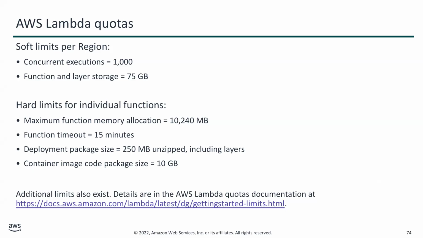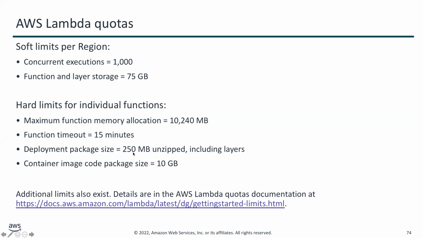The hard limits: maximum function memory. The function has to execute. Remember, when you write code in programming classes, where does it actually execute? When you compile and run it, it runs in your RAM, random access memory. So the memory for your Lambda function should not exceed 10,240 MB. The timeout should be 15 minutes. Those are the hard limits.